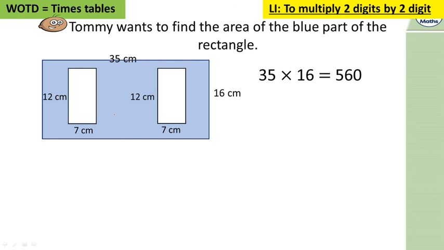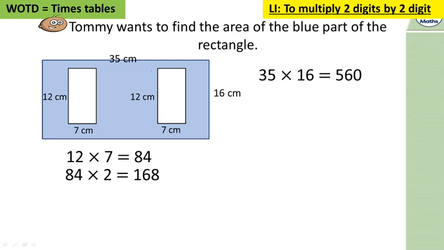We have 12 high by 7 wide, so we need to do 12 times 7. We could use short multiplication. However, we know our times tables and we know that 7 times 12 is 84. Or you could know that 7 times 10 is 70, plus 2 more lots of 7, which is 14. So 70 and 14 is 84. You've got 2 of those and they're exactly the same size as each other. So 84 times 2, or 84 plus 84, is 168.